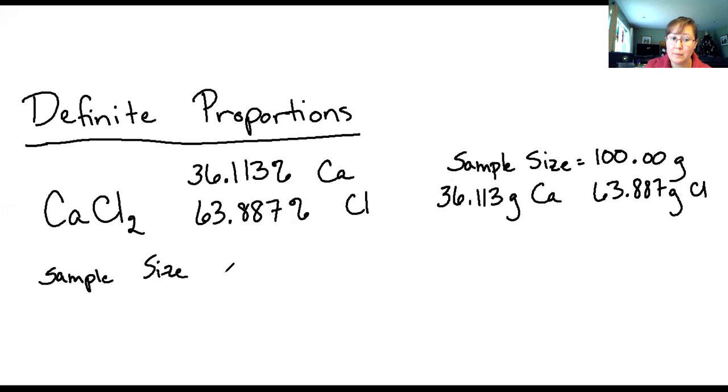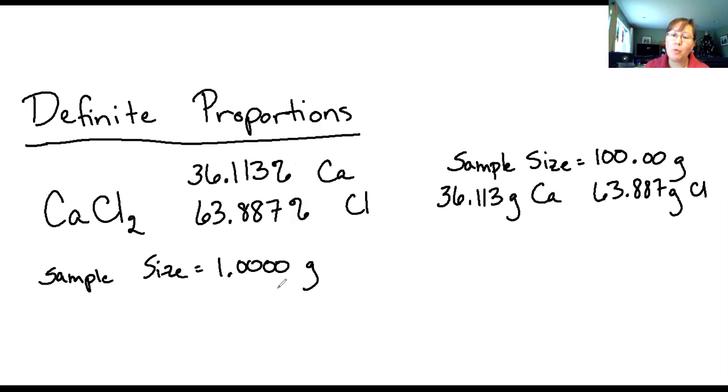If my sample size is 1 gram, then I can set up my proportions, because this is what percent means. Remember, percent means part out of 100. And that's going to end up being really important too in chapter 3 when we're doing percent compositions. Okay, but here we have 36.113% calcium. And so that means part out of 100. So if our sample size is 100, this is our mass.